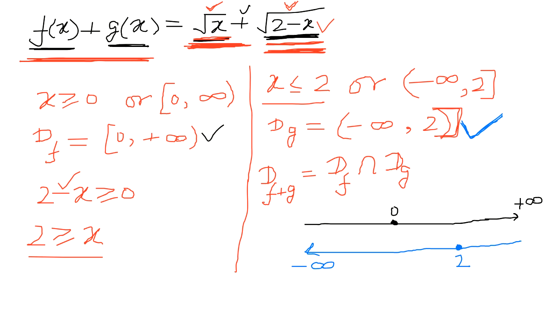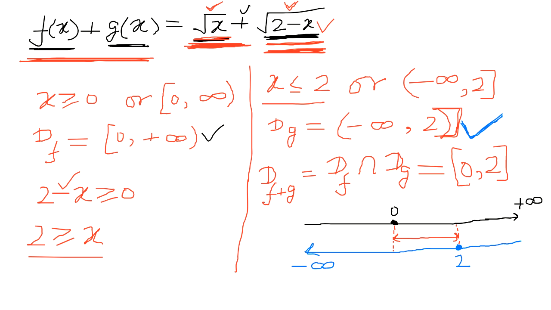Right? And then the common part. The domain of F starts here, and the domain of G ends here at 2. So the common part is from here to here, from 0 to 2, the closed interval 0 to 2. This is the domain of F plus G.